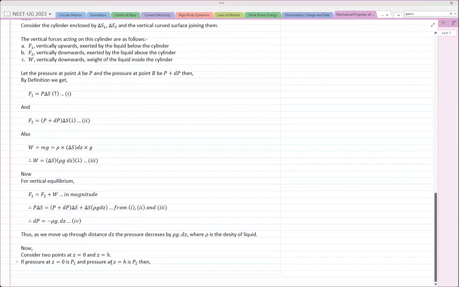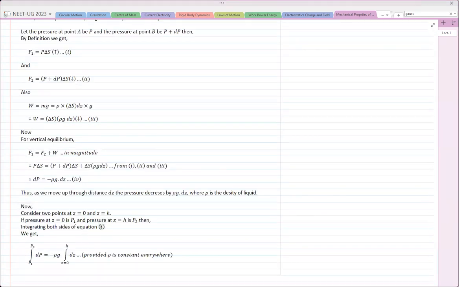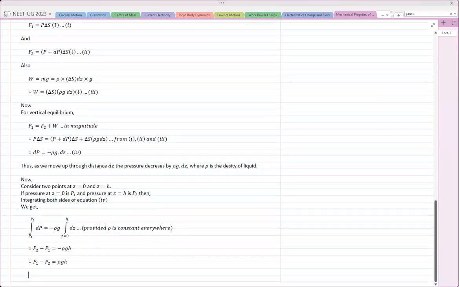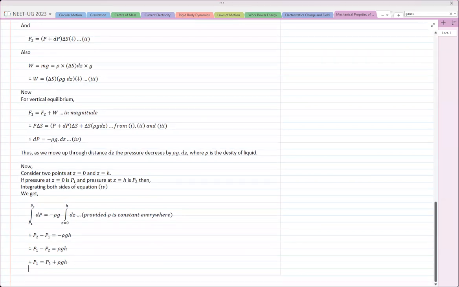Then if pressure at z is equal to 0 is P1 and pressure at z is equal to h is P2, then we can integrate that above equation, integrating both sides of equation 4. If we integrate from P1 to P2 and from z is equal to 0 to h, we actually get P2 minus P1 is equal to minus rho gh, because dz का इंटीग्रेशन z होगा और z h minus 0 लिमिट सब्स्टिट्यूट करने पर h आएगा आंसर. So what it gives us is P1 minus P2 is equal to rho g h, and hence P2 is equal to P1 plus rho gh.